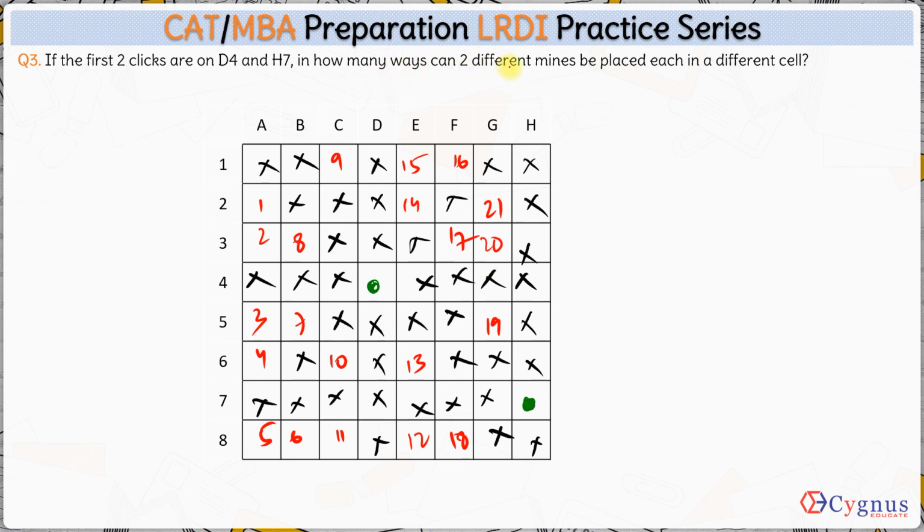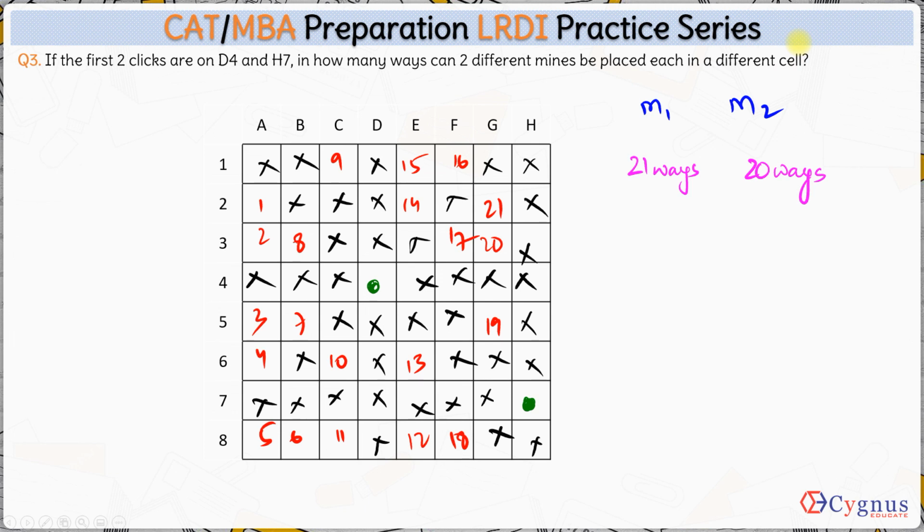Now we have to find in how many ways two different mines can be placed. Mines can be placed each in different cells. There are 21 cells and we have to place two mines. Let's call the two mines M1 and M2. So the first mine M1 can be placed in 21 ways, right? Because there are 21 cells, the first mine can be put in any of these 21 cells that are marked in red. Now once the first mine is placed, the number of cells remaining is 20. So the next mine can be placed in 20 ways, in the 20 remaining empty cells, because both the mines have to go in different cells, right?